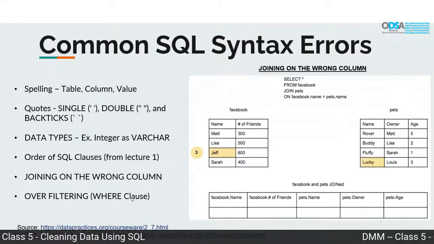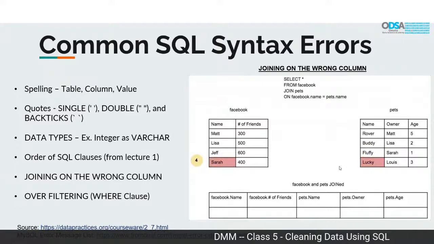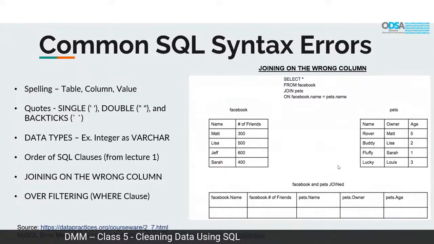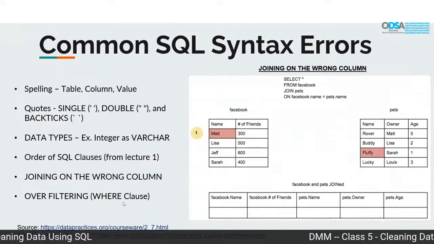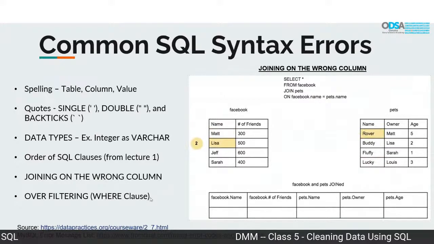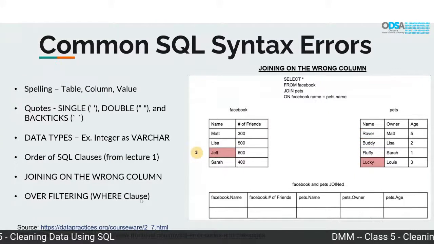And then over filtering in the where clause, which would just be filtering out too many results. Usually just more than you would expect or less than you would expect. Or filtering out everything. Maybe you mistype something and you don't return any results, which is very common. I was doing that today, actually.